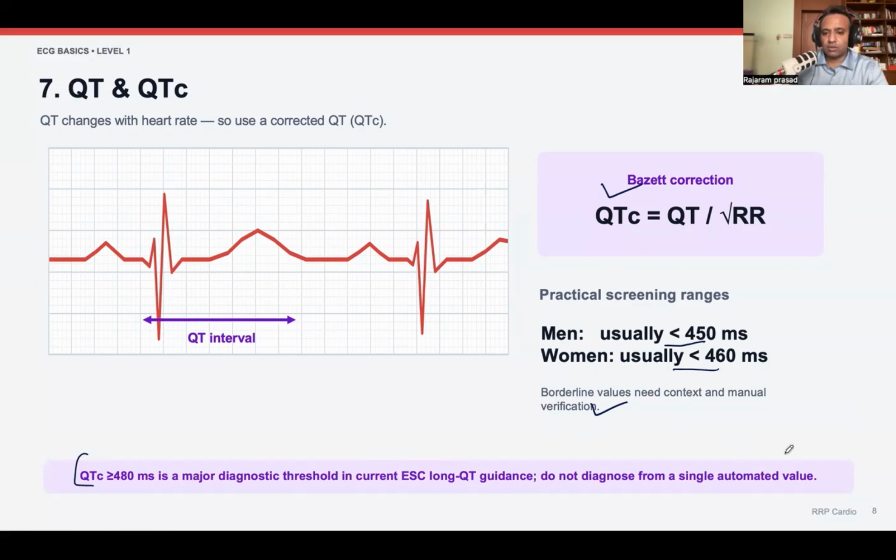Do not diagnose from a single automated value. If the automated value is high, always manually calculate the corrected QTC and determine it. Anything more than 480 or 500 milliseconds is grossly abnormal and we need to see exactly what is going on.